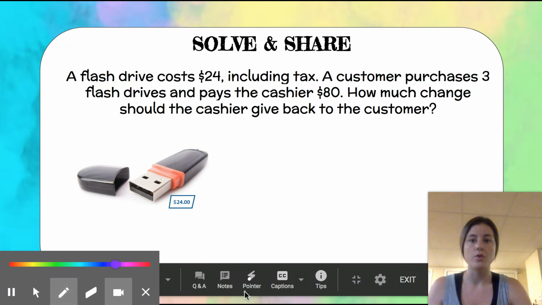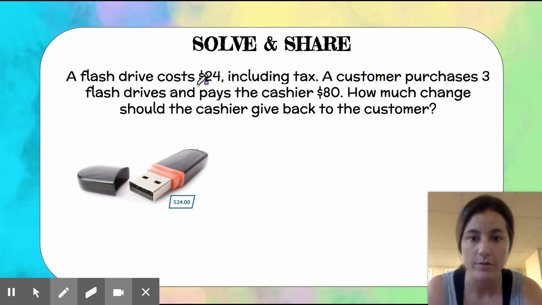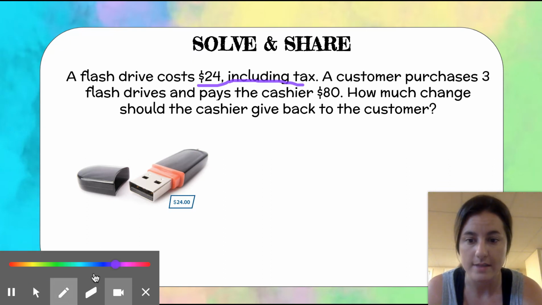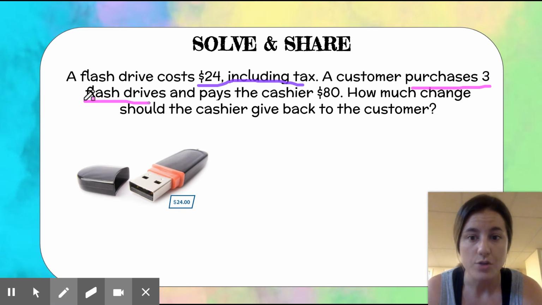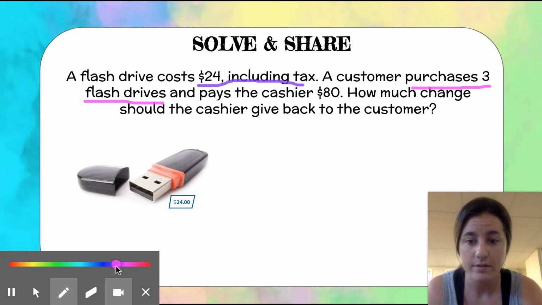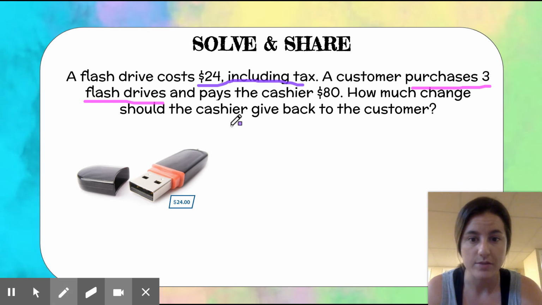Okay, so a flash drive costs $24 including tax. So we know that's the total cost. But it says that a customer purchases 3 flash drives. So I know that I could do 24 times 3, but when I'm working with money, we usually have decimal points. So I'm actually going to add. I'm going to get myself used to adding 24 3 times. So we want to add 24 3 times to find out the total before we can find out how much change he gets back.